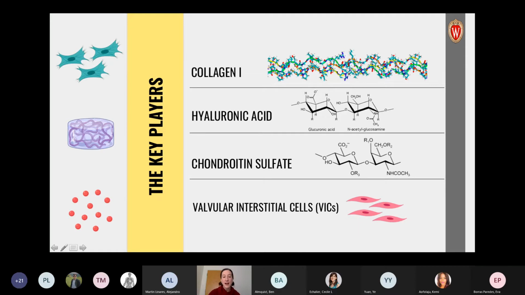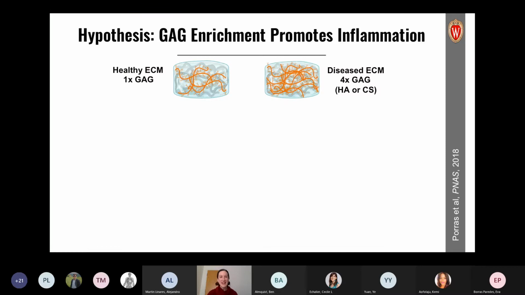And then finally, our valves are primarily populated with valvular interstitial cells. These are a fibroblastic cell type that can differentiate into other diseased-type phenotypes. There is also one other cell type in a valve, valvular endothelial cells, that coats the valve. And for the purposes of this investigation, we sort of ignored those for now, but they are very important. I didn't get into the nitty-gritty of how we made these scaffolds, but I can answer questions about that if you're interested later. It's also here in our paper.